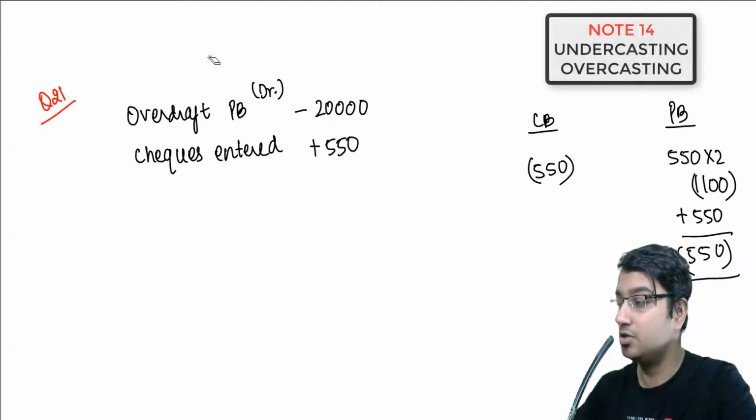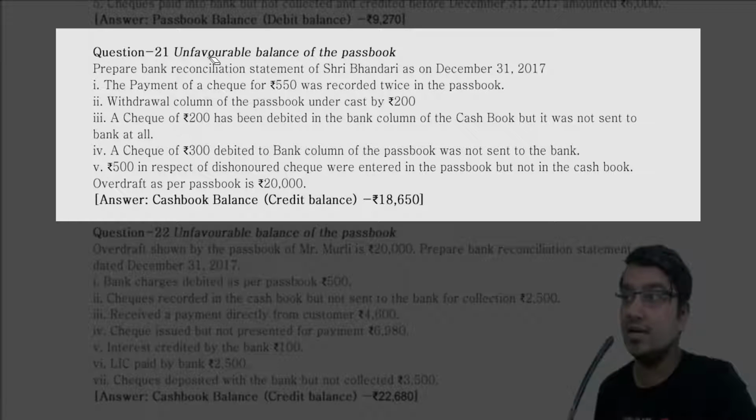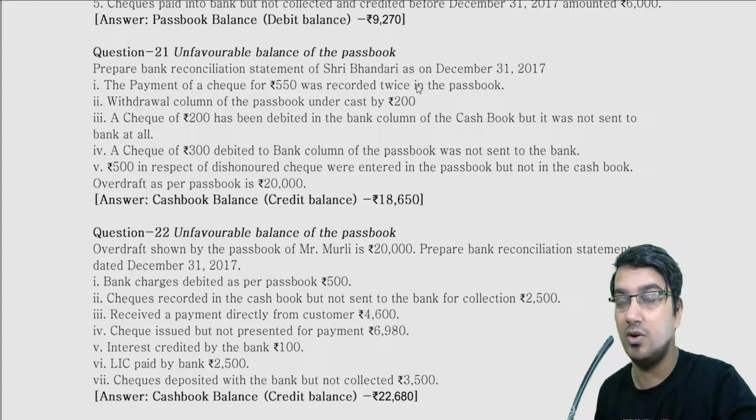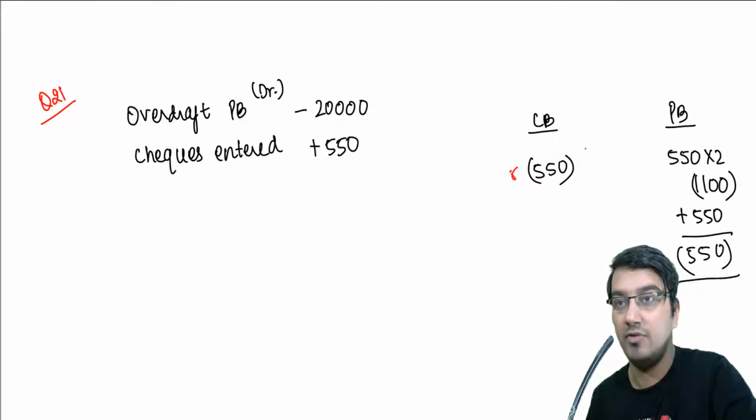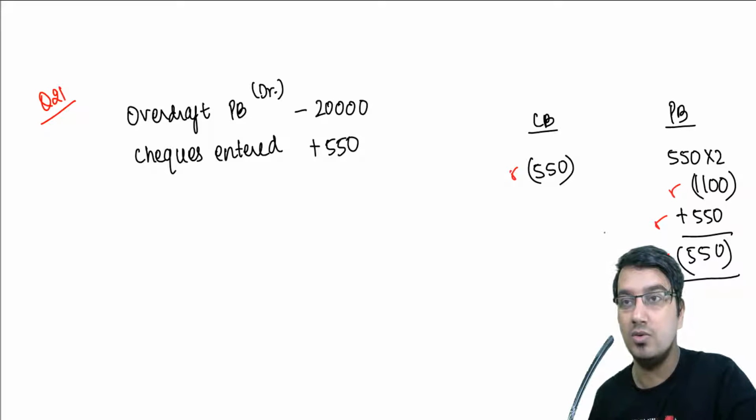Let's pick a question here, question number 21. Question number 21 says that we have an overdraft balance of 20,000 here, and the points are given as the payment of check. That means the check issued was 550, but it was recorded in the passbook as 1100 because it was recorded twice. So in the cash book I was expecting the payment of 550, whereas in the passbook the actual deduction was 1100. So we'll just add here to bring both the balances to an equal amount. So this is the adjustment. This was overdraft, so negative 20,000.